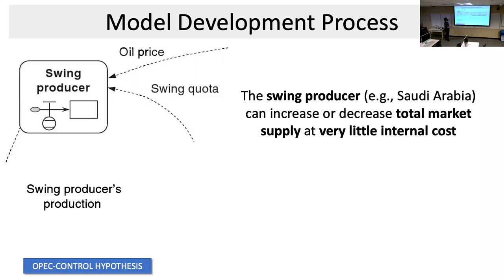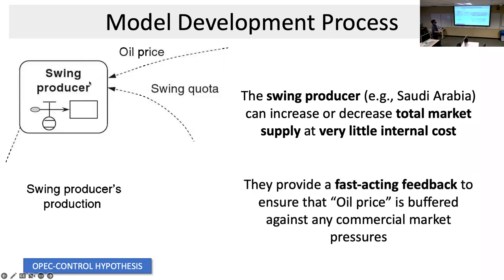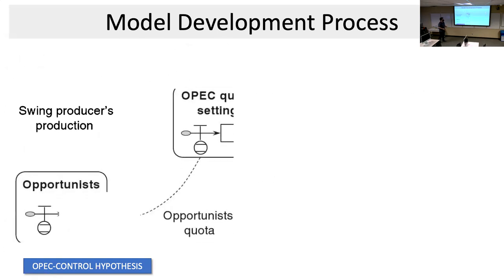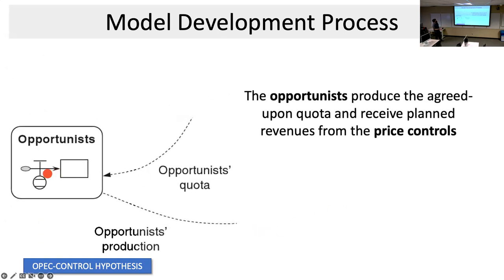And in OPEC, that's largely Saudi Arabia as the swing producer. So all of OPEC's got a lot of oil, but Saudi Arabia's got a huge amount of oil and it's readily available. So that's how they use it. They provide fast-acting feedback, and that allows them to respond almost immediately to changes in price. But the rest of the opportunists, the rest of the members of OPEC, also have a lot of oil.